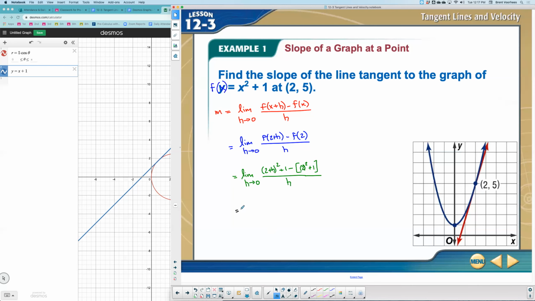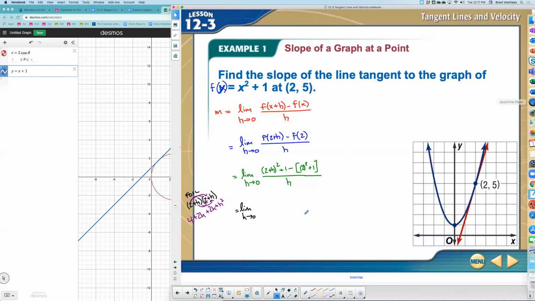What I have here is 2 plus h times 2 plus h. We can FOIL that out right here. 2 plus h times 2 plus h. When I FOIL this out, we have 2 times 2, which is 4. 2 times h is 2h. h times 2 is another 2h. And then h times h is h squared.